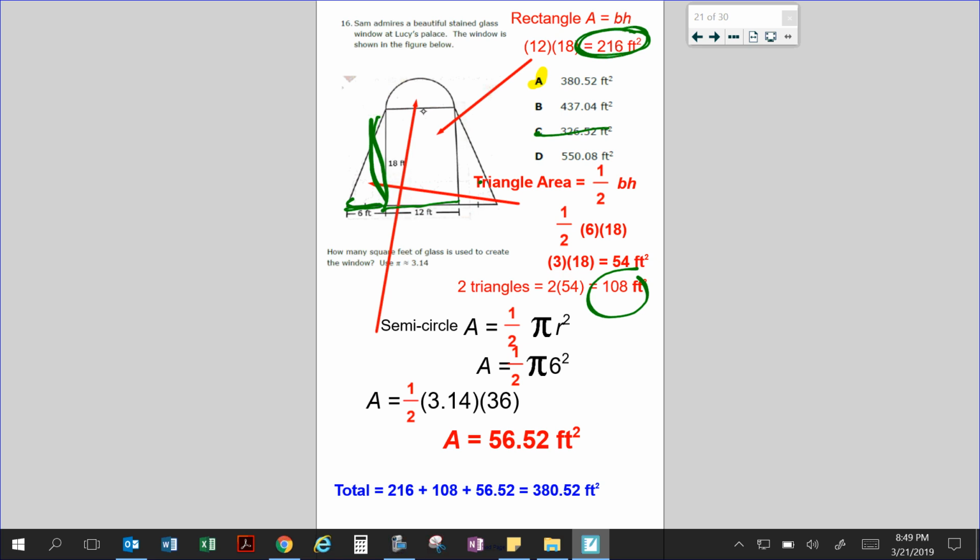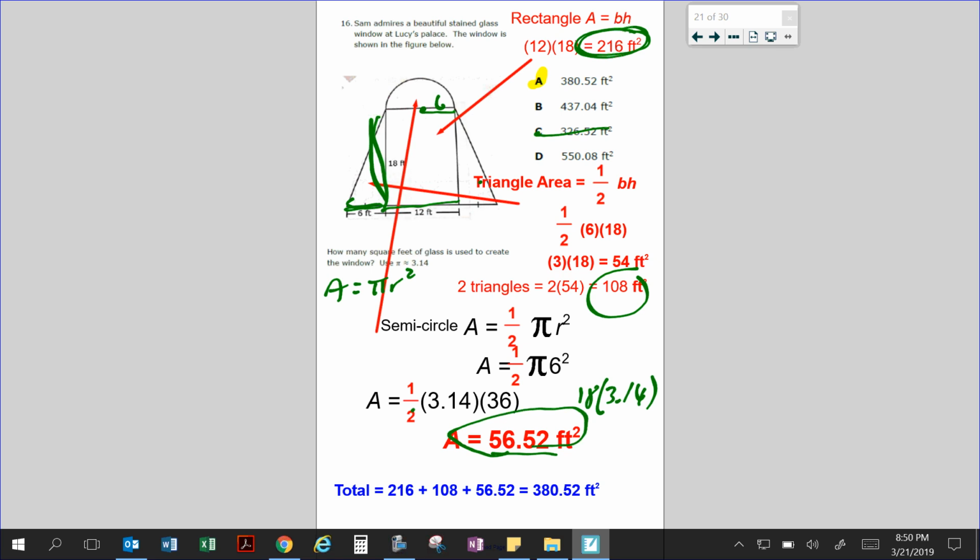Now the semicircle. A semicircle is not a full circle, it's half of a circle. The area of a circle is pi r squared. For a semicircle, you do half of pi r squared. So you replace the radius with 6. So it's half of pi, 6 squared. How do you say 6 squared as repeated multiplication? 6 times 6 is 36. With a calculator, you would multiply 36 times 3.14 and cut that number in half. Or do the shortcut I'm going to do. What's half of 36? 18. 18 times 3.14 is 56.52.